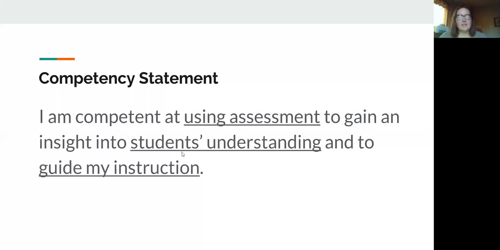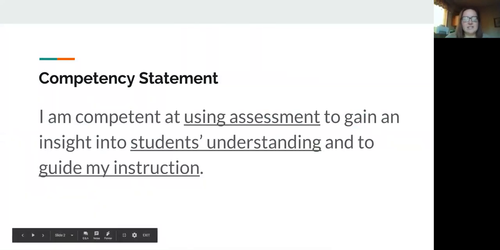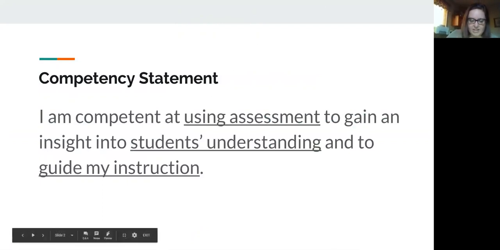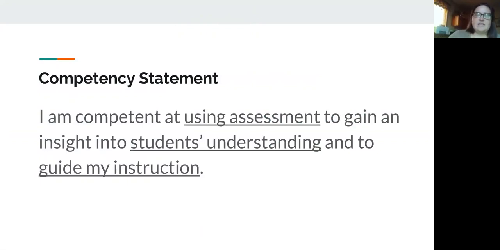My competency statement is that I'm competent at using assessment to gain insight into students' understanding and then guide my instruction. And I highlighted a few important pieces on this. The using assessment, so how do I use assessment to get an insight into students' understanding, what they know, and then how do I use that to guide my instruction and plan for the next days.